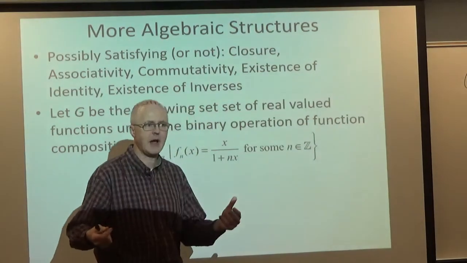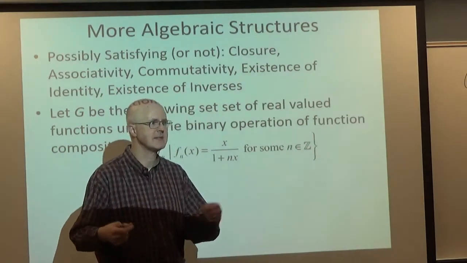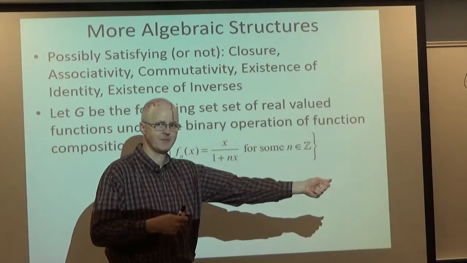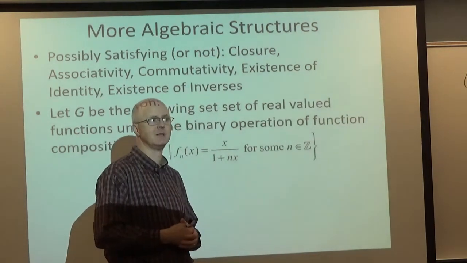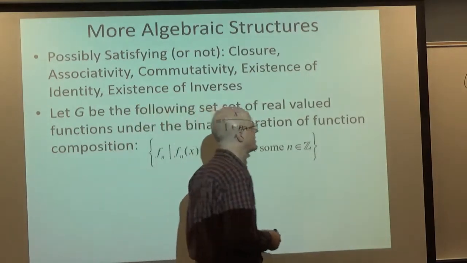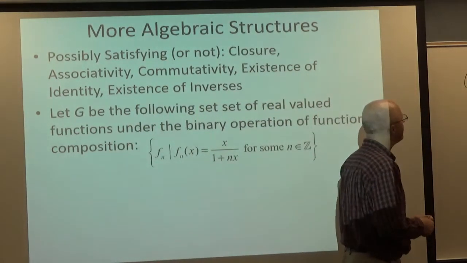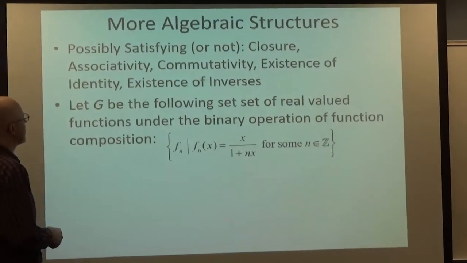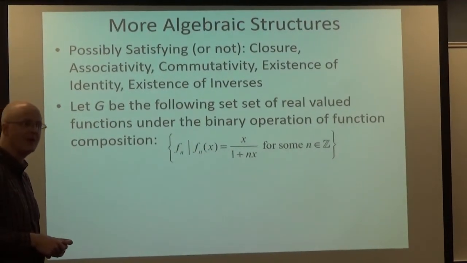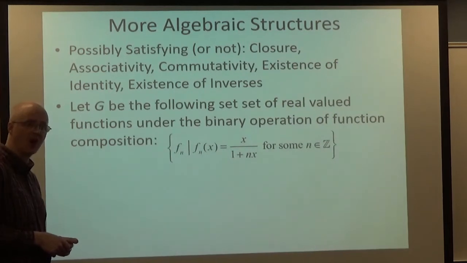In general, a binary operation, again, just means take two things, combine them to get a new thing. Binary meaning two. You can have trinary operations as well, but mostly we do binary operations. So it looks to be closed. Does it satisfy associativity? Well, function composition always satisfies associativity.